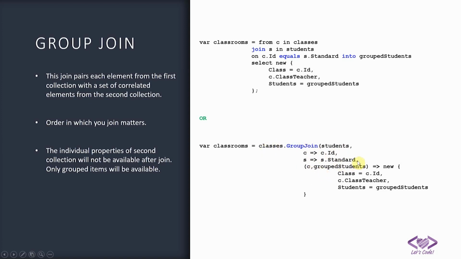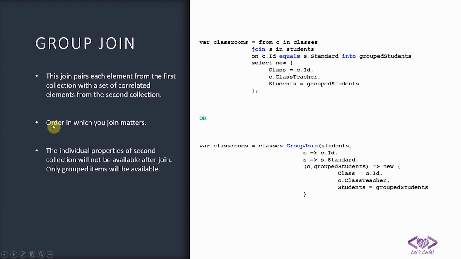Then as we have done in the join method, the fourth parameter defines your result. So that is, we are defining C comma grouped students. So whatever you are writing into grouped students, that variable you are defining here, and you are defining one more variable called C, in which the first collection's data will be going. A lambda expression new, we are defining the same thing, class equal to C.id, C.class teacher, and students equal to grouped students. So one thing which I have told again already is the S.standard, that is the second collection's individual properties will not be available in this when you are doing group join.